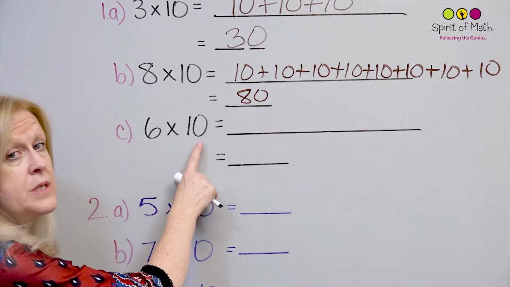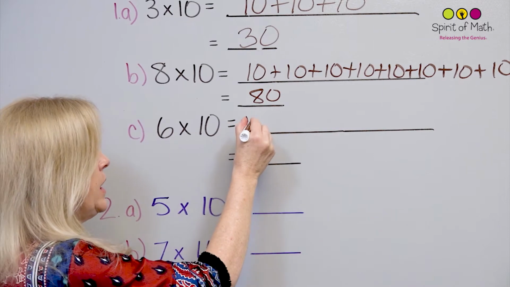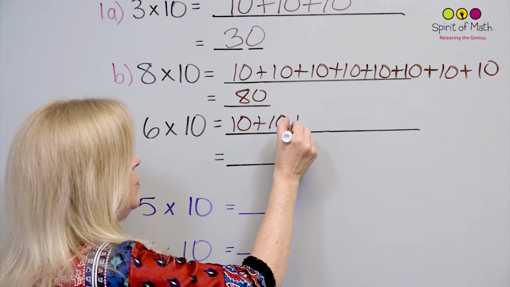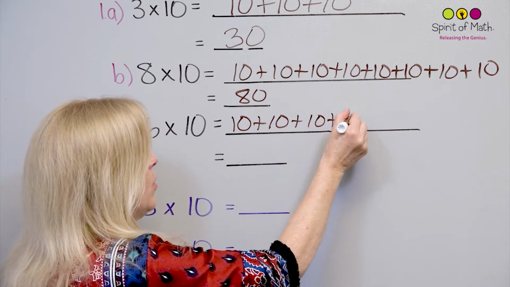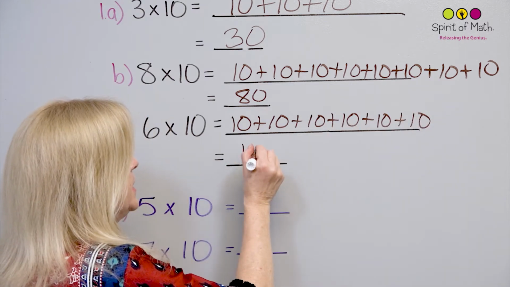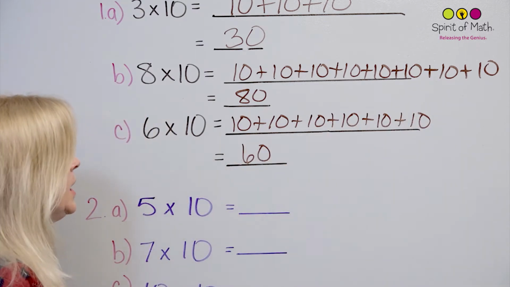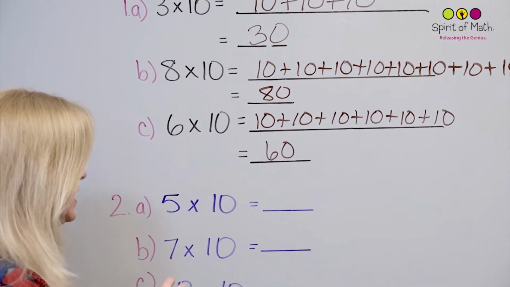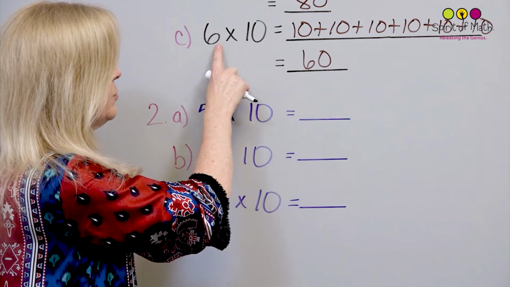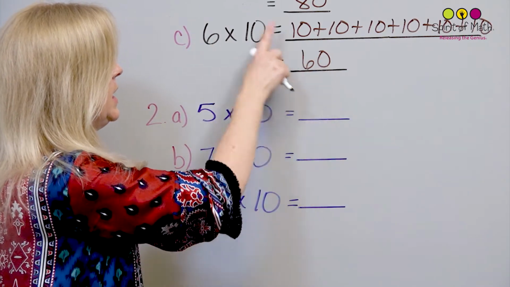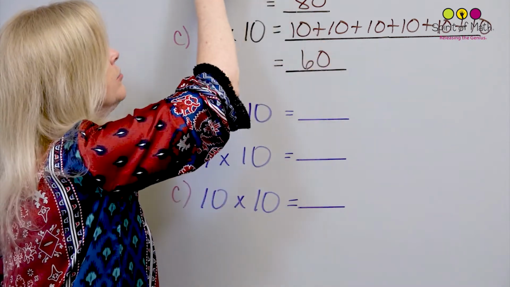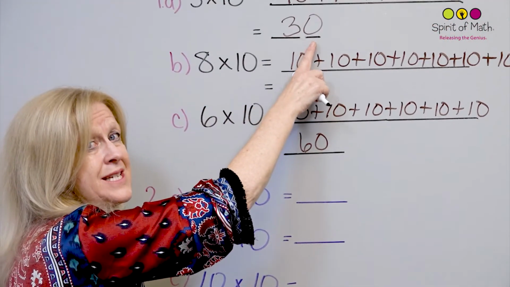Okay, 6 groups of 10. So when you're doing this, you do have to show the 6 groups. 1, 2, 3, 4, 5, and 6. And that would be 60. Okay? See how fast you are. Let's see if you can do this without writing it all out now. Notice that 6 groups of 10 gives you 60. 8 groups of 10 gives you 80. 3 groups of 10 gives you 30.